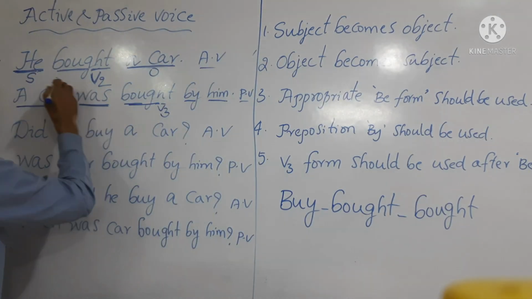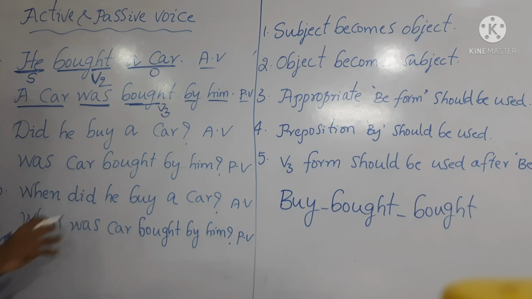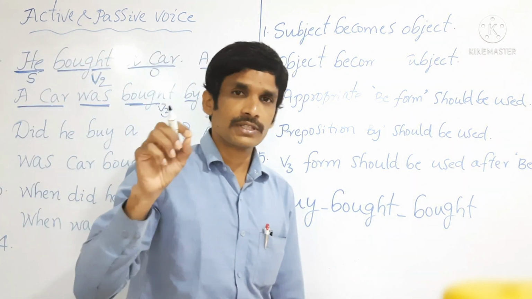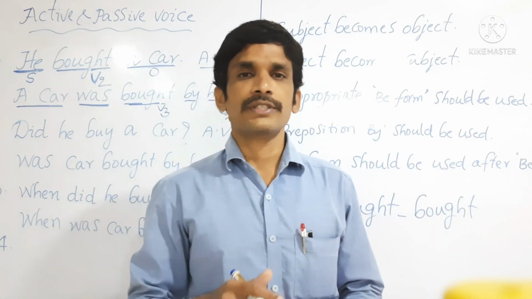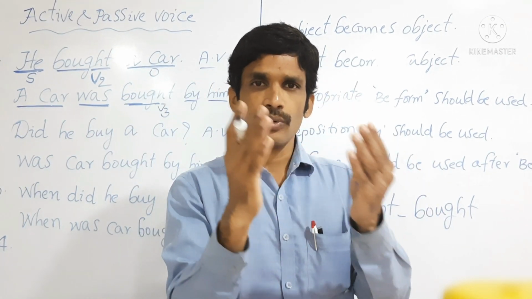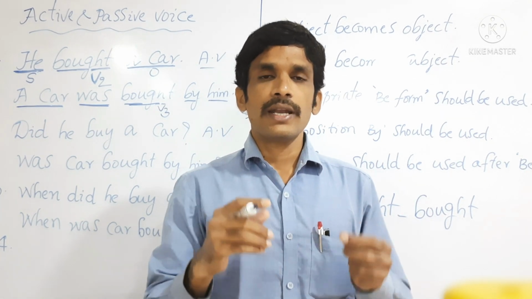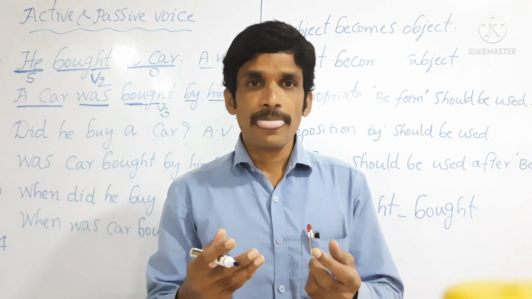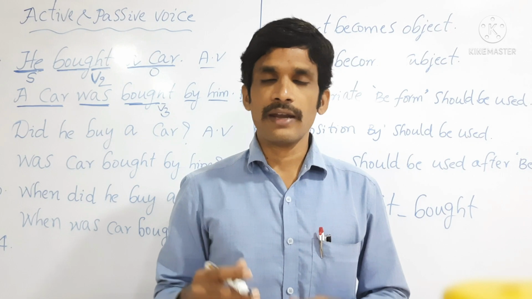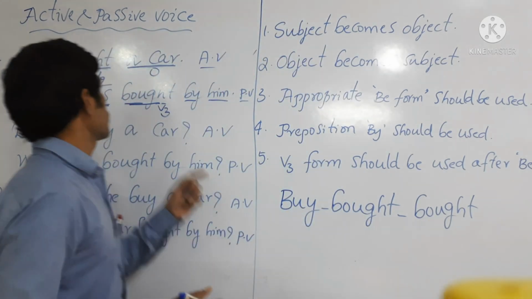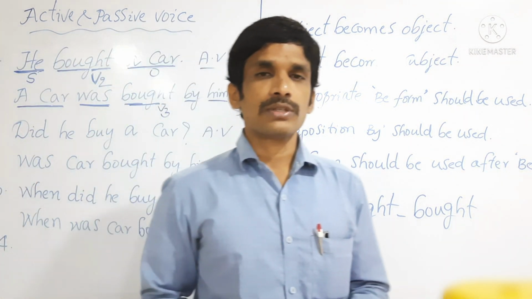Very simple. So, what are the steps we followed? First of all, in the active voice, we identify the subject, we identify the verb, and we identify the object. Object becomes subject. So, a car. After that, appropriate be form should be used. In order to write the appropriate be form, we need to identify the tense of the given sentence in active voice. And we identify the tense. The tense is simple past tense. V2 form is there. That's why it is simple past tense.